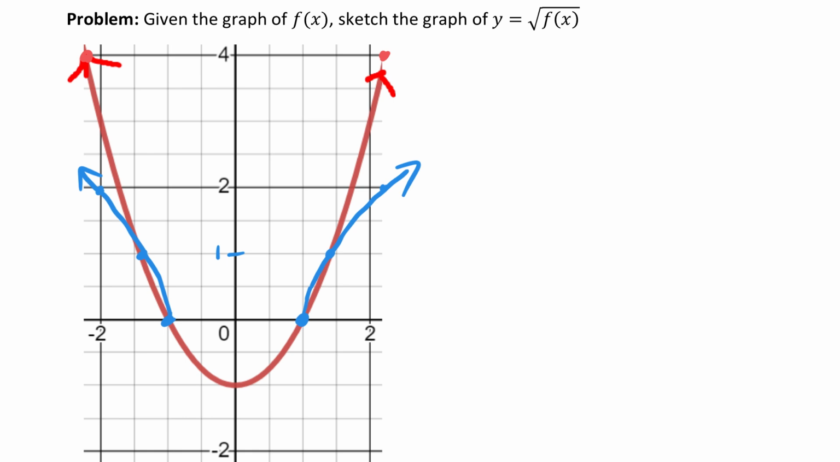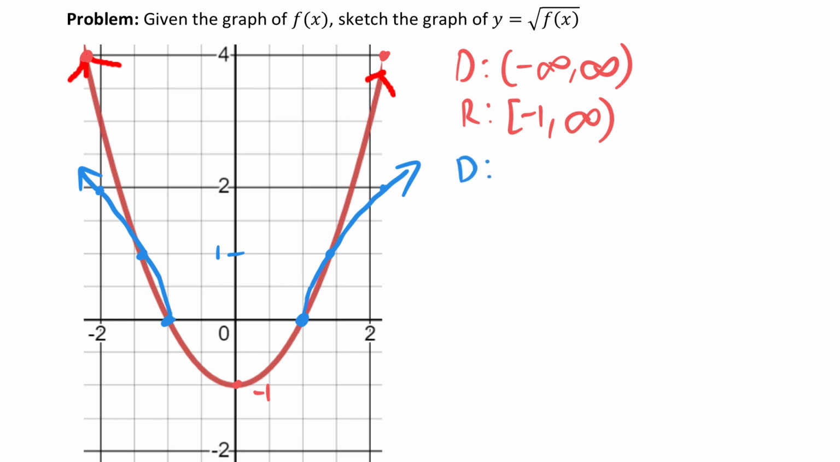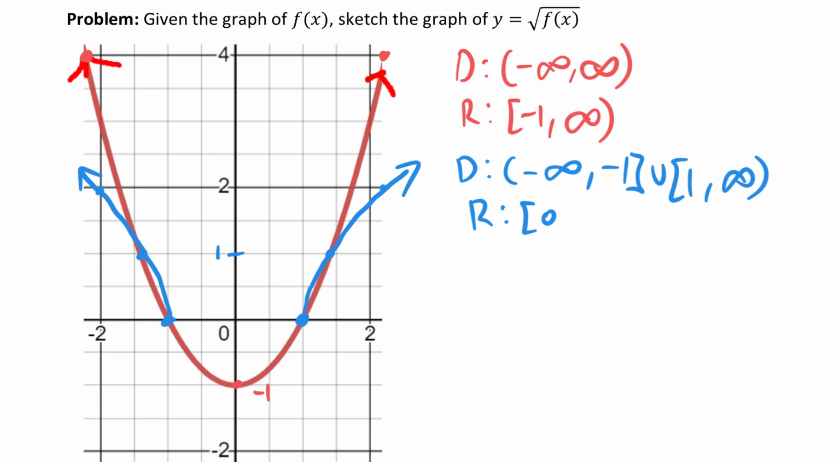Now again, let's do some extra domain and range practice. So we'll do the red graph just for fun. The domain looks like -infinity to infinity because you have arrows on both sides. The range is from -1 to infinity. For the blue graph, the domain looks like -infinity to -1, union 1 to infinity. And the range, you start at 0 and you go all the way up, so 0 to infinity.